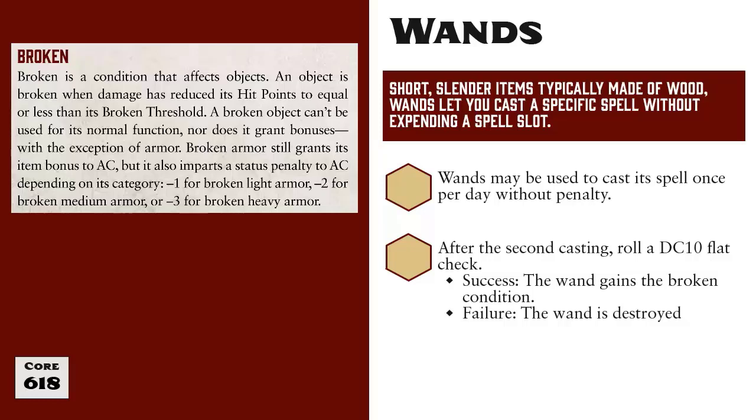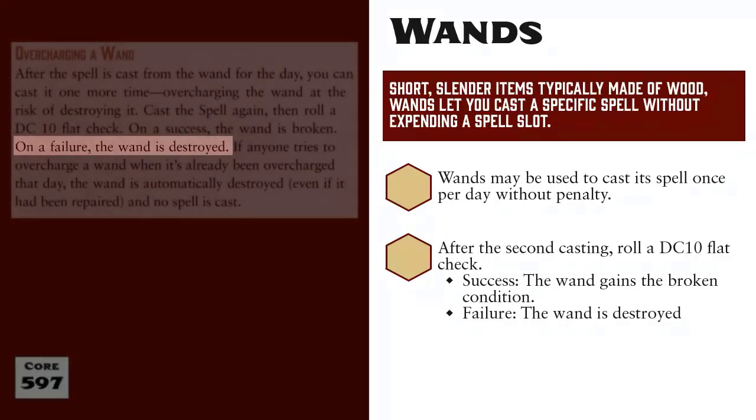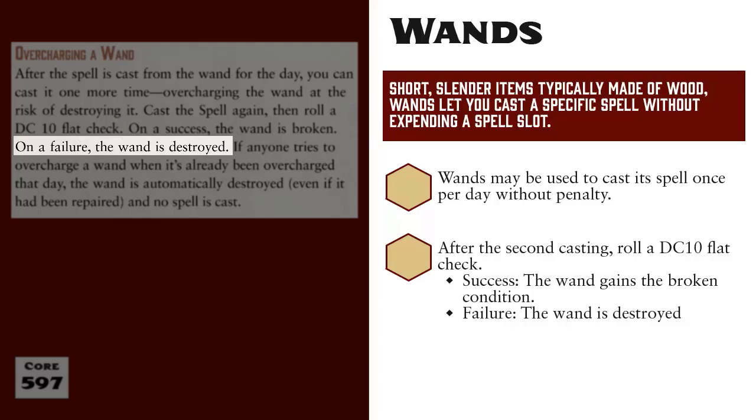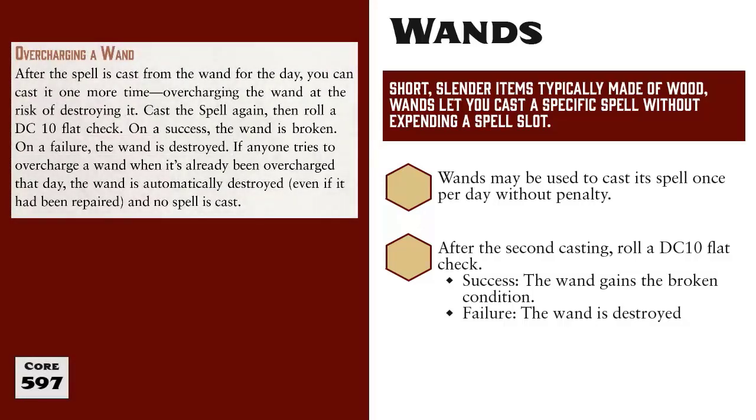And if you fail the check by rolling a 1 through 9 on the die, then the wand is completely destroyed. And again, these checks occur after the casting is resolved, so no matter what, you will get the second spell off. And then you need to see if you merely broke or completely destroyed the wand in the process. The difference between being broken and being destroyed is a broken wand can still be repaired.